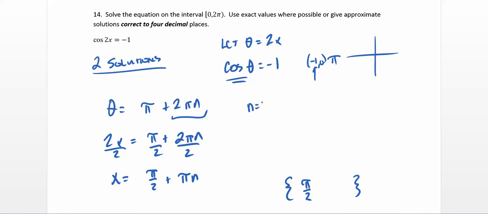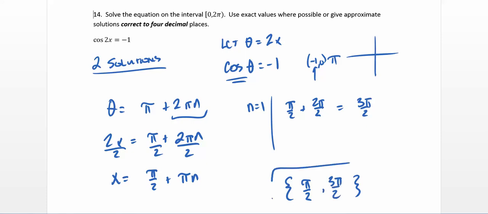But what if n is equal to 1? Then I would get pi over 2 plus 1 times pi. I'm going to go 2 pi over 2 to get a common denominator for a value of 3 pi over 2. So that is my other answer, 3 pi over 2. So the two solutions I was looking for were pi over 2 and 3 pi over 2.